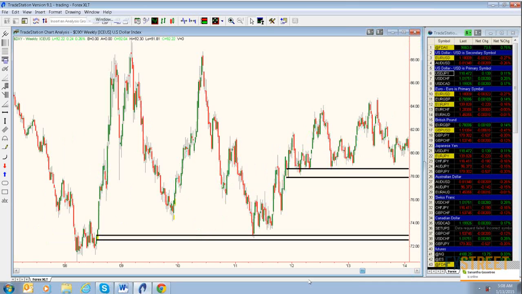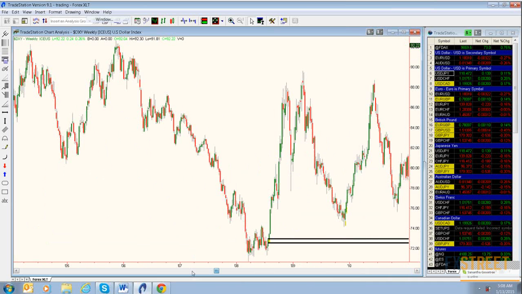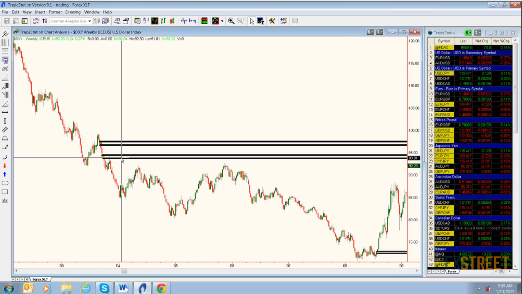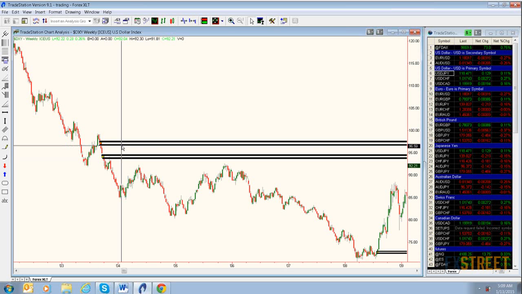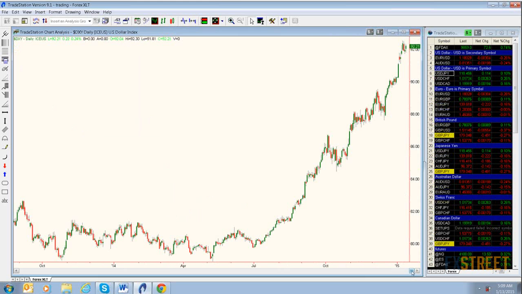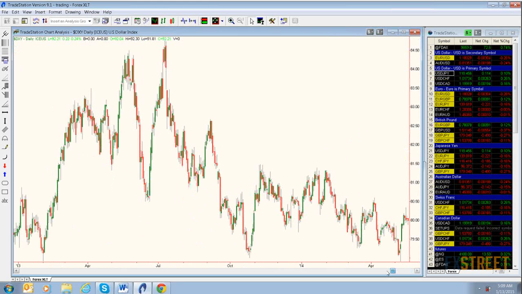Okay, if I scroll left, we see sitting just around, call it 94 to 94.50, and then 96.50 to about 97.50. We have a couple of supply zones sitting up there. Now, they don't look like supply zones, so let's go down to the daily chart and you'll see why they're significant levels. We'll go over the demand side next.